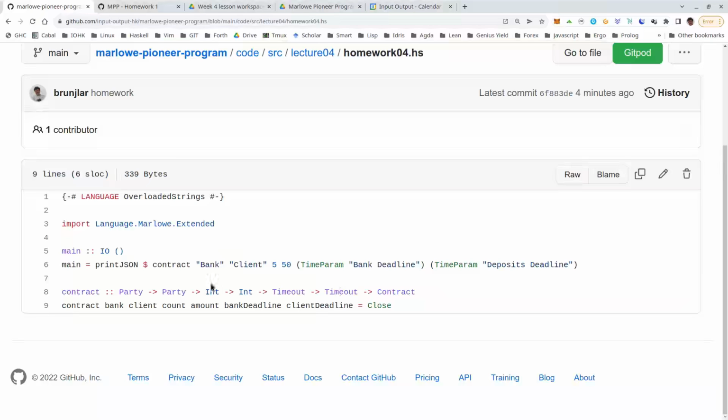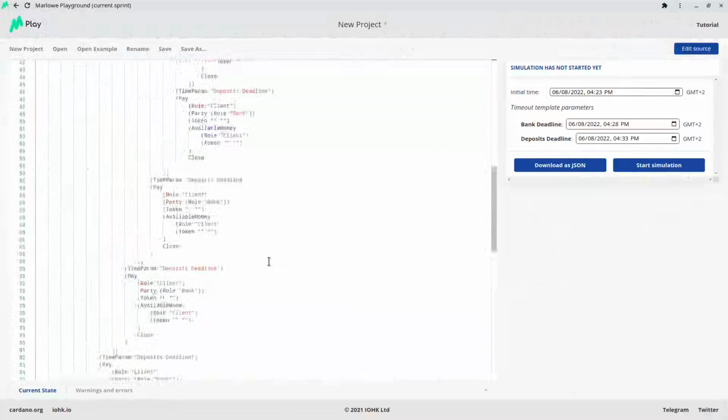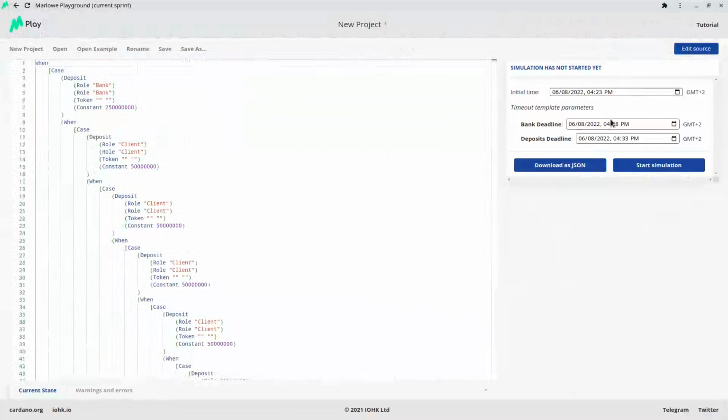So I can demonstrate that for this special case here. So we have party bank is called bank, the party client is called client. There will be 5 payments expected by the client, each over 50 ADA, and the time parameters are just parameterized. So it's called bank deadline and deposits deadline. I have that here in the playground.